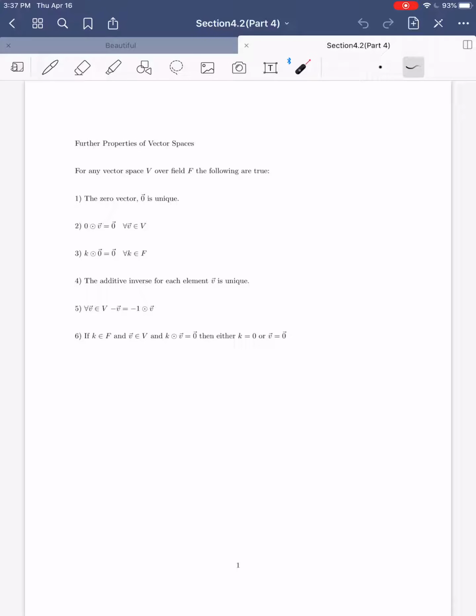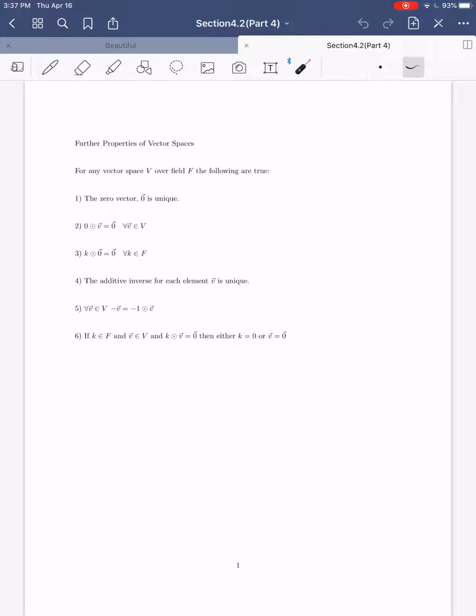So the easiest way to do that is to find the zero vector using the multiplication by the zero scalar. And to find the additive inverses, it is easiest to use -1 as a scalar times the vector, under scalar multiplication.